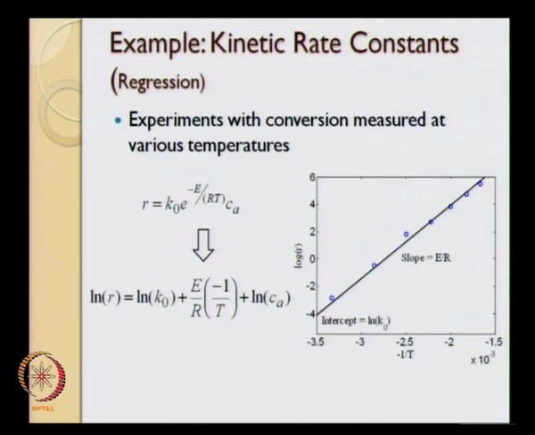Now let us look at examples where regression and interpolation are used, and again these are simple examples, which you would have done in some of your courses earlier. For example, we have this rate expression, it is a first order rate expression in which the rate depends on the temperature as well as concentration of species A.